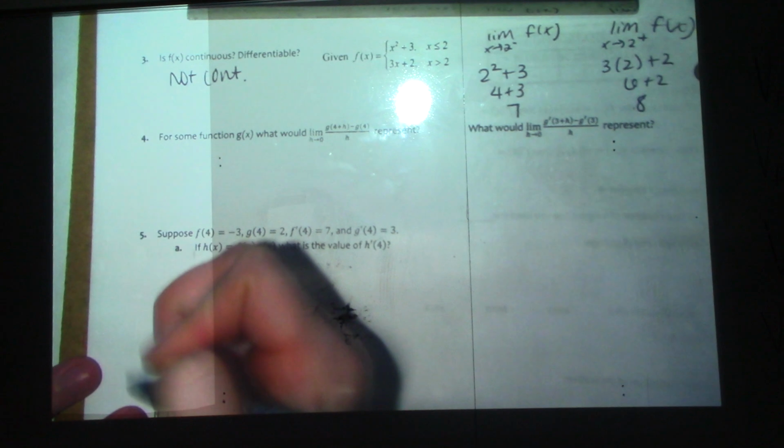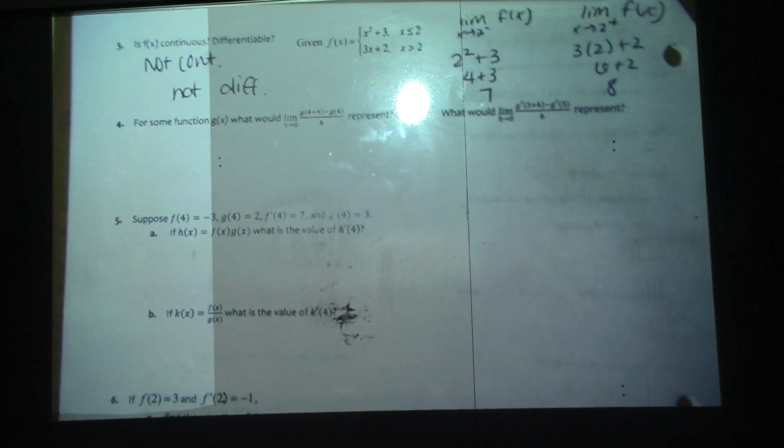And because it's not continuous, I don't even need to check differentiability, because if it's not continuous, it's also not differentiable, right? Step 1 of differentiable is it has to be continuous.